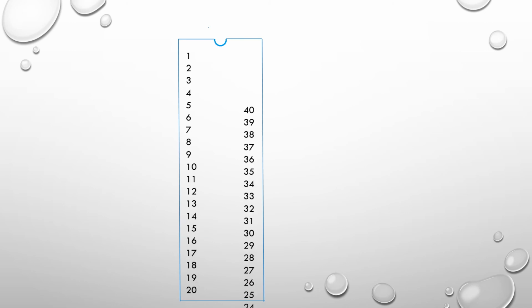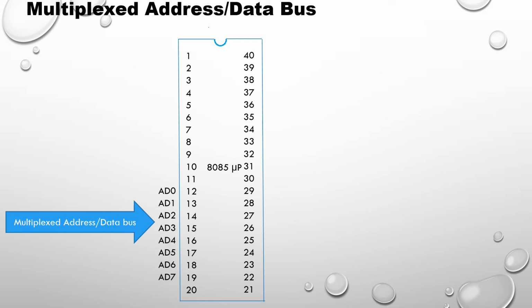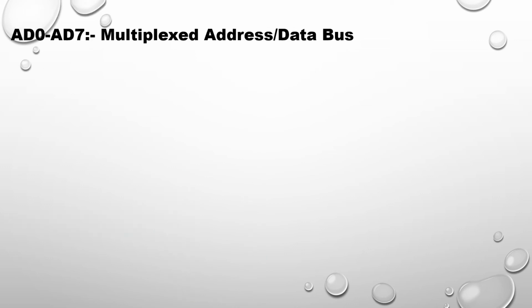Next, let us discuss the multiplexed address and data bus. Pin number 12 to pin number 19 is occupied by the multiplexed address and data bus, that is AD0 to AD7. We have already discussed the multiplexed address and data bus in detail in our previous class. AD0 to AD7 is the multiplexed address and data bus.